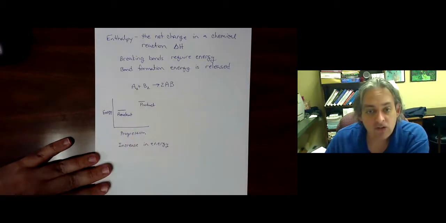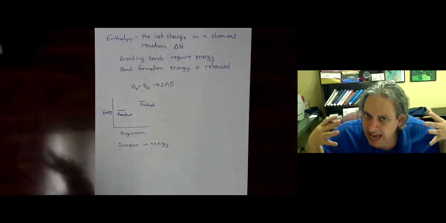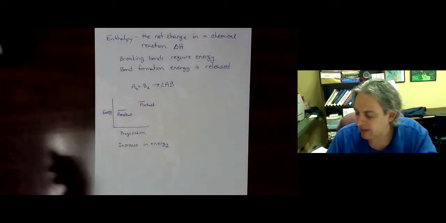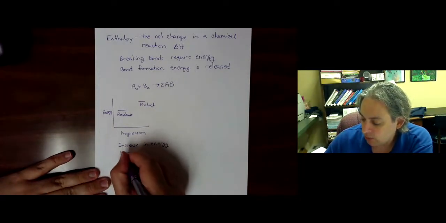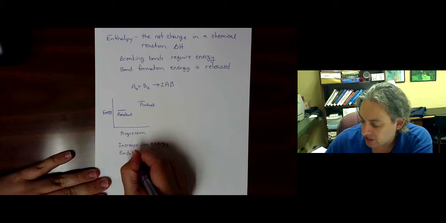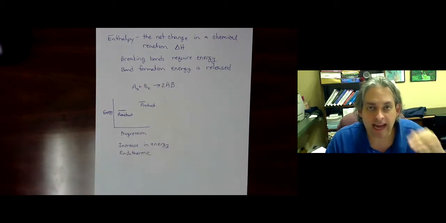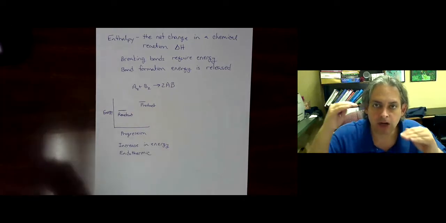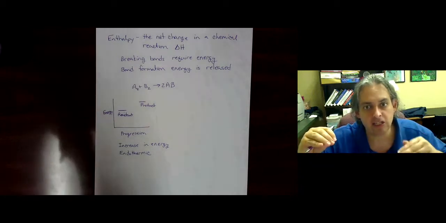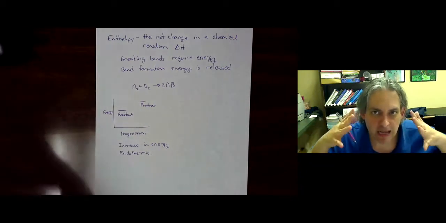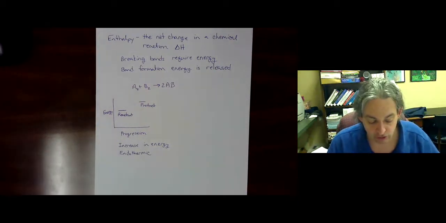When you have an increase in energy, that means energy was added. So energy got added, energy got put into it. And so we have a special term for that type of reaction. This is what we would call an endothermic reaction. An endothermic reaction is basically where the reactants have some energy, the products have some energy, and the products end up having more energy than the reactants. So that means energy got put into the system. And so that is what we call an endothermic reaction.